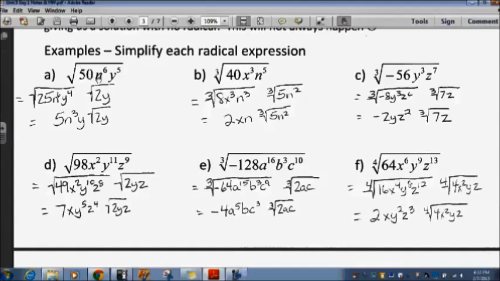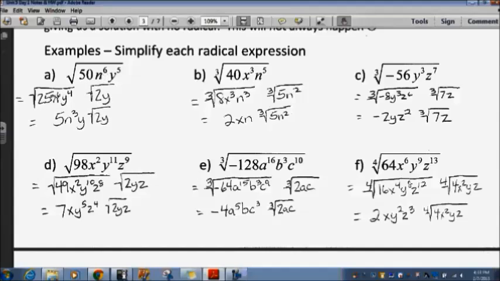The square root of 50n to the 6th, y to the 5th. What I would do is break this into 2 radicals. Everything that's a perfect square will be under my first radical. Everything that's not a perfect square will be under my second radical. So the square root of 50, I would break down as the square root of 25 times the square root of 2, because 25 times 2 multiplies to 50, and 25 is a perfect square.